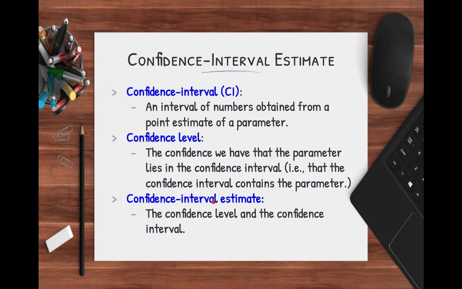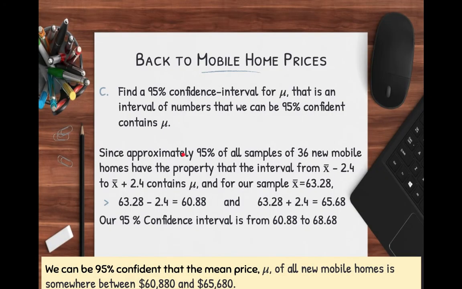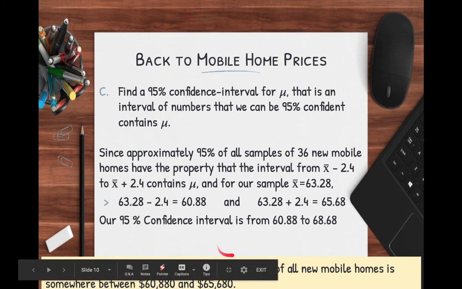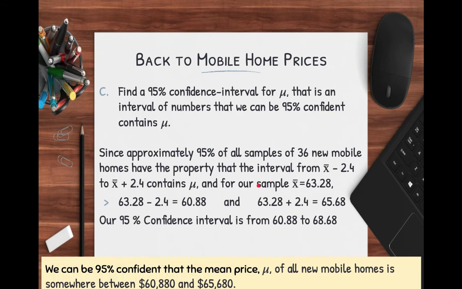Now the confidence interval estimate, we put together the confidence level and the confidence interval. So our point estimate, let's go back again. Our point estimate is we estimate that the average value is 63,280. Our confidence interval says, hey, it probably isn't that, but it's close, and I'm 95% confident that it's between 60,000 and 65,000. That's kind of what we're saying here.